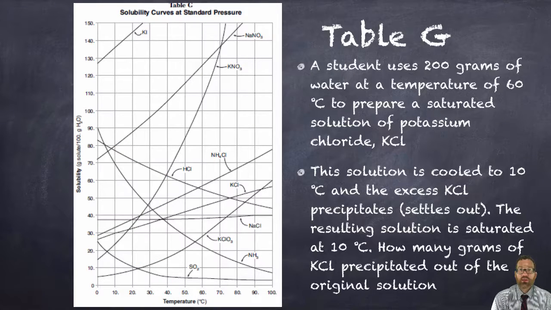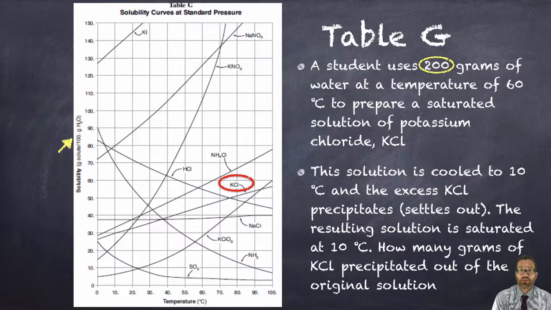Okay, next, a student uses 200 grams of water at a temperature of 60 degrees Celsius to prepare a saturated solution of potassium chloride. This solution is cooled to 10 degrees Celsius, and the excess potassium chloride precipitates or settles out. The resulting solution is saturated at 10 degrees Celsius. How many grams of potassium chloride precipitated out of the original solution? This is about as hard as these types of questions can get. Let me show you how to tackle a question like this. So again, we need to remind ourselves that we are at 200 grams of water, not our normal 100 grams of water.